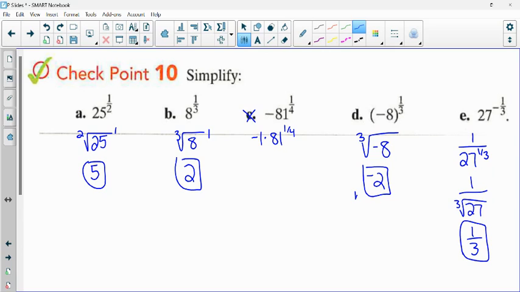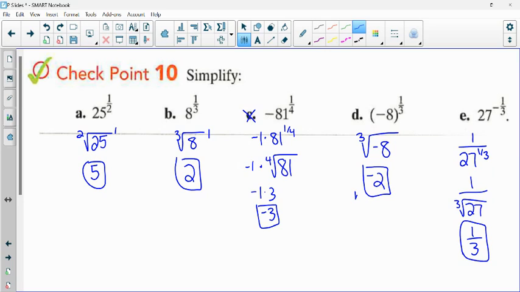So according to PEMDAS, what do we have to do first? Exponents or multiplication? Exponents. So we have to take care of this 81 to the 1/4 first. So that's going to become the 4th root of 81, and then we're multiplying that by -1. 4th root of 81, what times itself 4 times is 81? 3. So we have -1 times 3, which is -3 in the end.